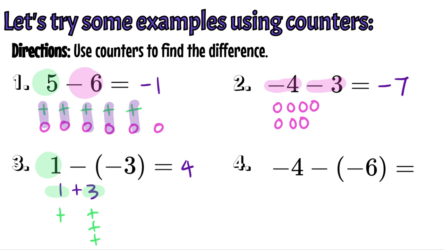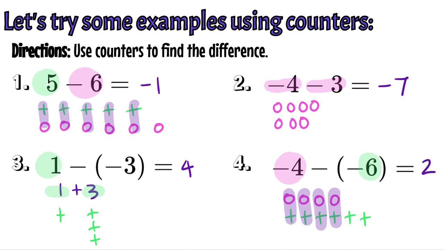And in our last example together, we have a -4, so this is going to give us negative counters. And then we have a minus -6, which is going to give us, remember, 6 positive counters. So we have our negative counters, 1, 2, 3, 4. And we have our positive counters, 1, 2, 3, 4, 5, 6. Remember that some of these undo each other. So we have 4 of them that undo each other. And what are we left with? We're left with 2 positive counters, which means that our answer is +2. So -4 minus -6, which is equal to -4 plus 6, is equal to +2.